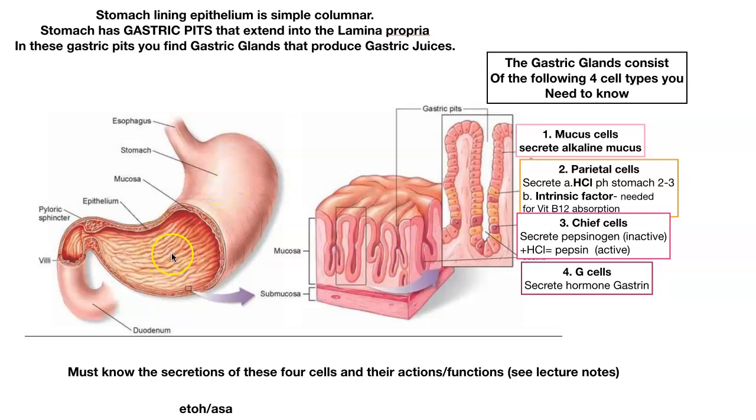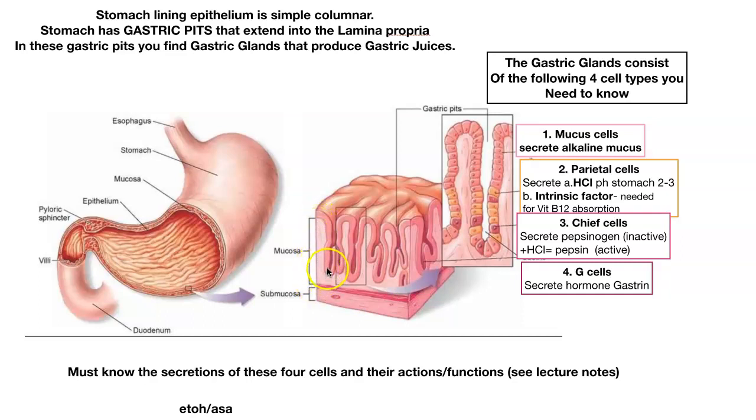So here is our stomach, and they're taking a little section of it. So you're going to see the layers of the stomach. Well, part of them here. This is showing you the mucosa. Here is the muscularis mucosa, that line right there. So this whole thing is mucosa.